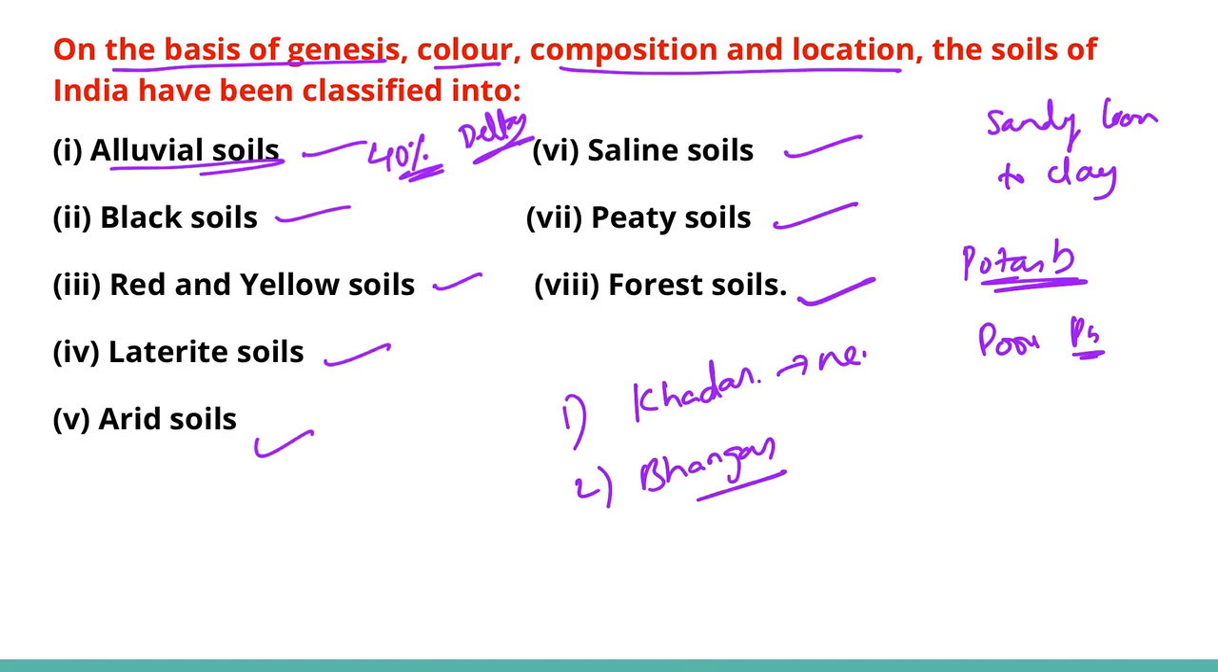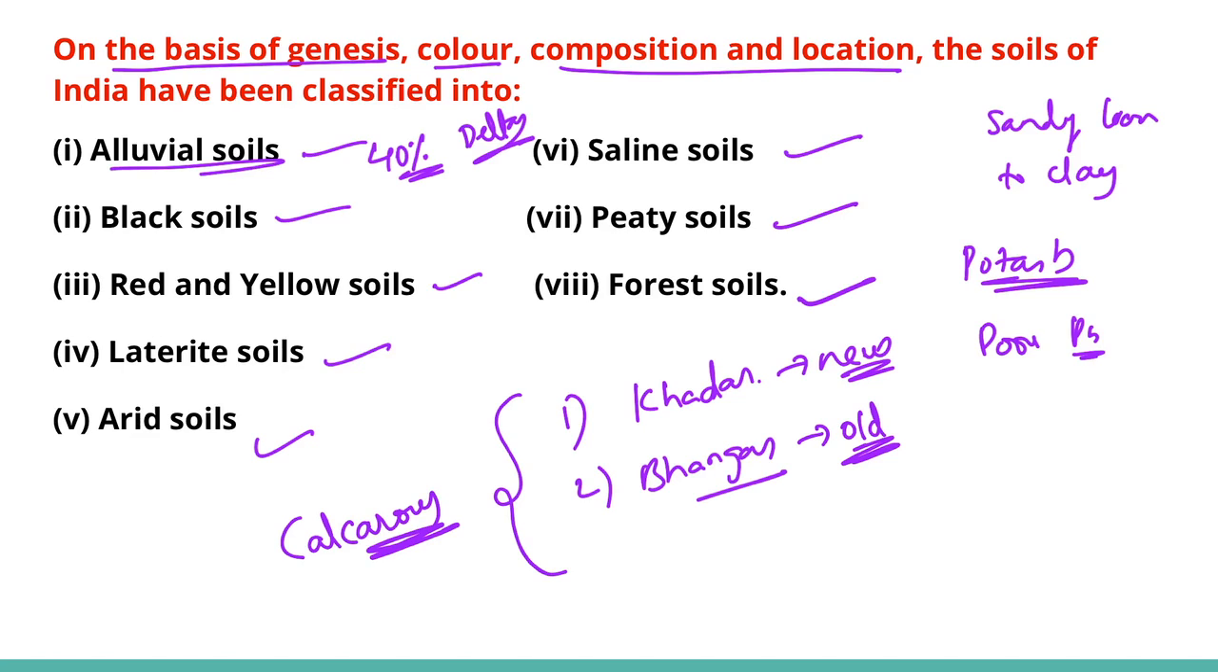Khadar is a new alluvium and it is deposited by floods annually, which enriches the soil by depositing fine silts. Bhangar represents the system of older alluvium which is deposited away from the floodplains. Both Khadar and Bhangar soils contain calcareous concretions. These soils are more loamy and clayey in the lower and middle Ganga plains and the Brahmaputra valley.